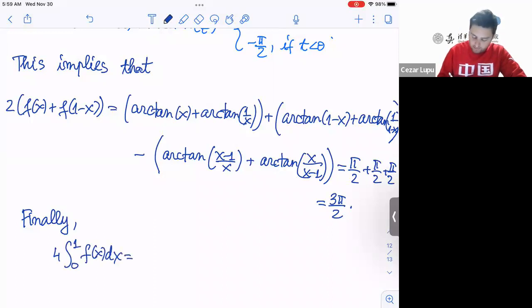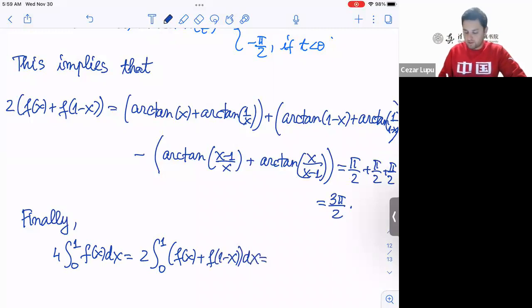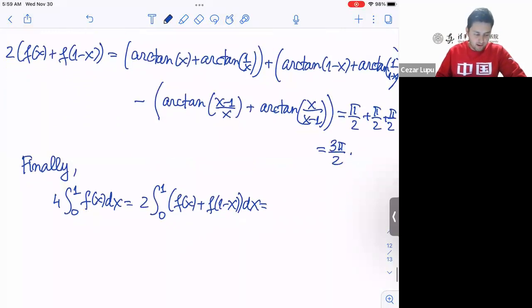Now, finally, it's a very easy remark that 4 times the integral of f is nothing else than, with the change of variables, we'll change the bounds, but this will be just twice this integral, the integral of f of x plus f of 1 minus x dx. And of course, now we can just integrate. So this is 3 pi over 2, right?